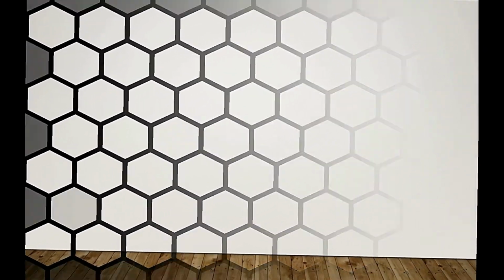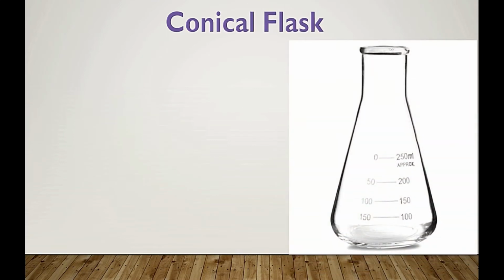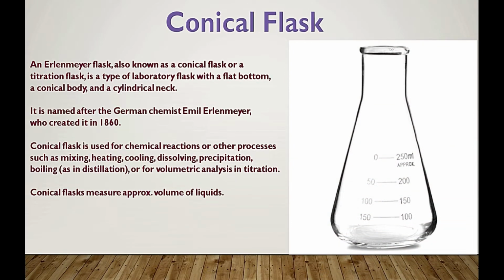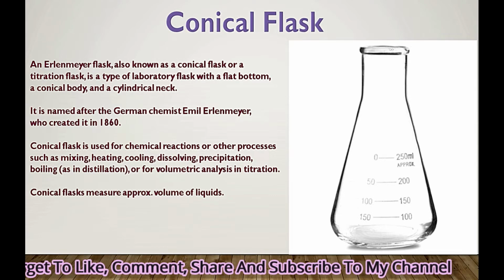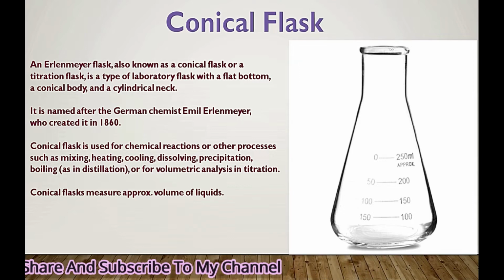Another very common apparatus is the conical flask. It is also known as Erlenmeyer flask or sometimes titration flask. It is flat from the bottom, with a conical body and a cylindrical neck. It is named after the scientist who created this flask in 1860. Conical flask is used for chemical reactions or other purposes such as mixing, heating, cooling, dissolving, precipitation, boiling, just like in distillation it is used for boiling, or for volumetric analysis and titration.